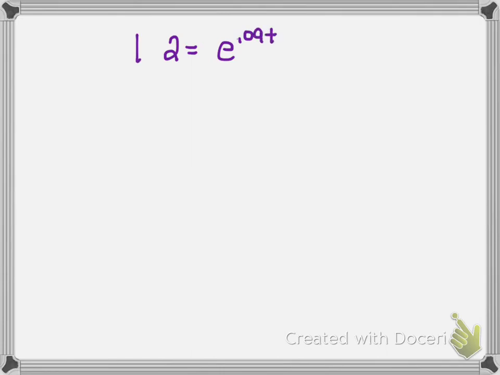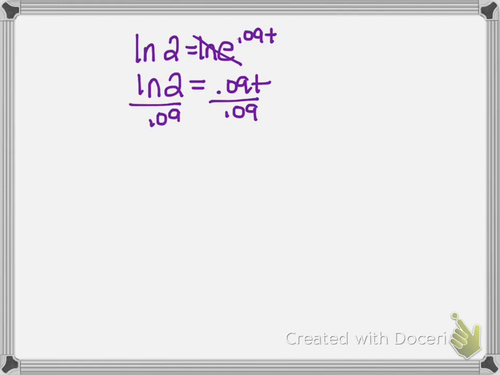I'm going to go ahead and take the natural log of both sides now. And natural log and e are inverses of each other, so they will cancel each other out on the right side. And I will have the natural log of 2 is equal to 0.09t. And then my last step is to divide by 0.09. Okay. And so once again, this is what we would consider our exact final answer.